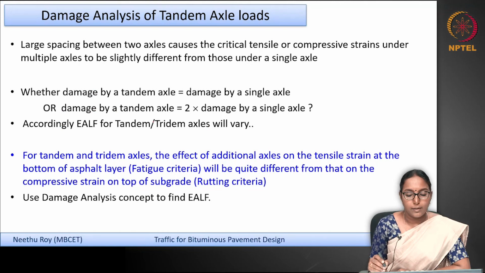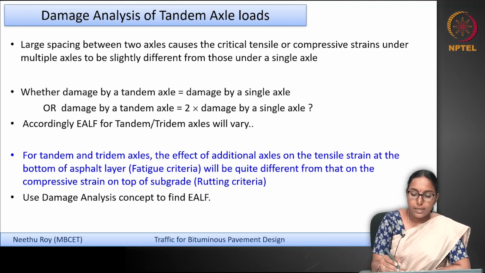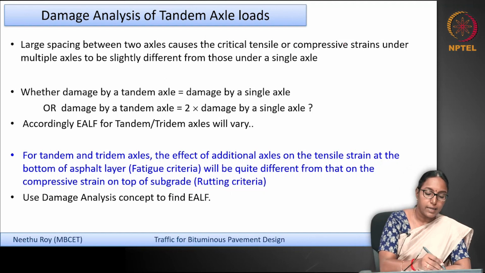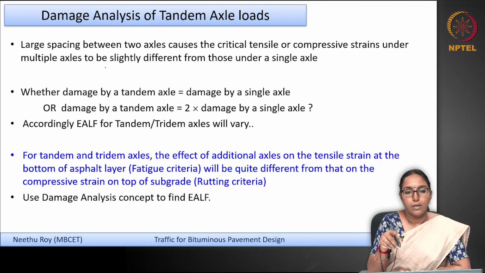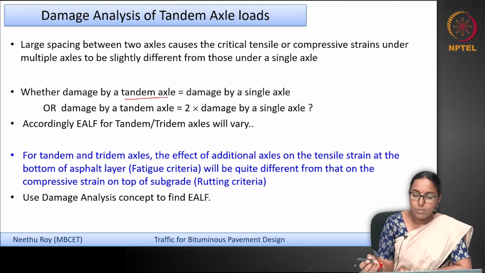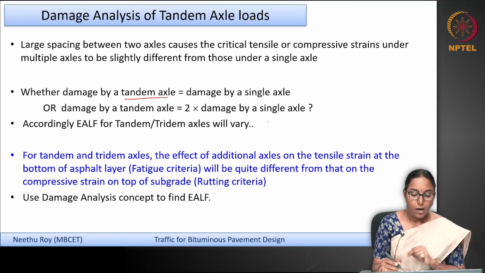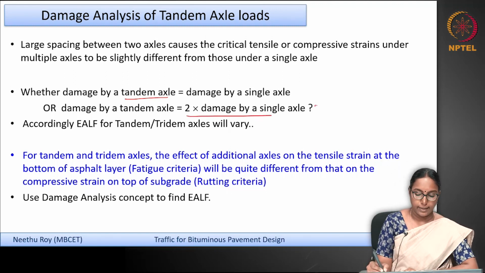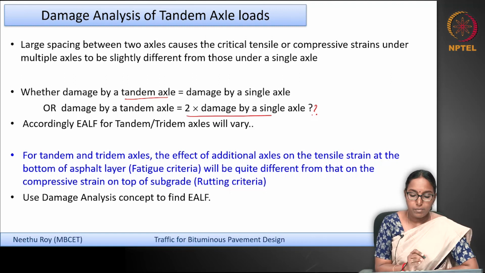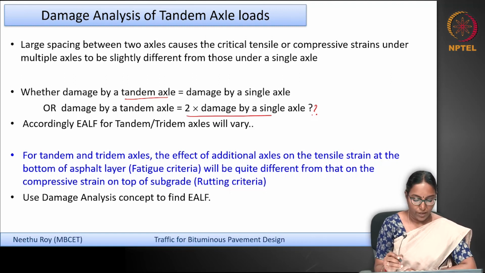Now coming to the analysis of the tandem axle loads or a TRIDEM axle load. Now we have large spacing between the two axles of a tandem axle, right? So the critical tensile or the compressive strains under the multiple axles will be different from that of a single axle, right? So in order to find the EALF, you need to see whether the damage caused by a tandem axle is the same as the damage caused by a single axle, or whether the damage caused by two axles of a tandem axle is twice the damage caused by a single axle. Okay. So accordingly, for your tandem axle or a TRIDEM axle, the EALF factors will vary.